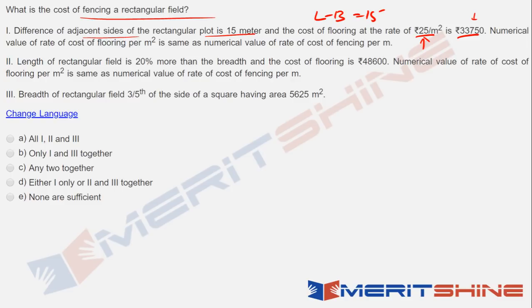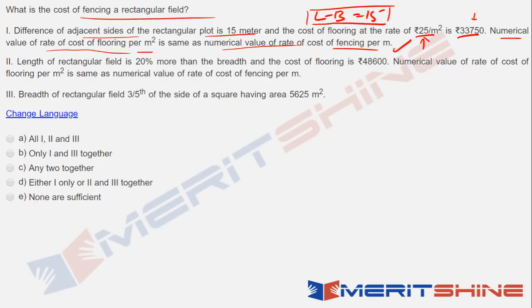You know that you have got the length and width. If I tell you that the difference is 15 and you got the area, you can calculate the length and width both. So you can calculate everything here. The numerical value of the rate of cost of flooring per meter square is the same as the numerical value of the rate of cost of fencing. So we have got the cost of fencing, we have got length, we have got width, we have got perimeter. We can calculate everything. So this statement alone is sufficient.